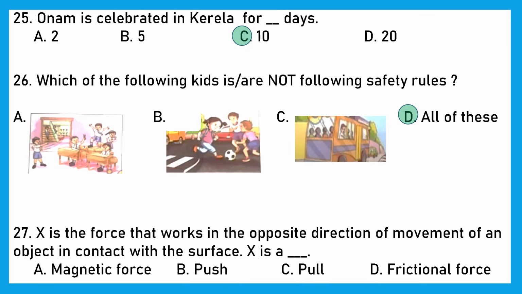Question 27. X is the force that works in the opposite direction of movement of an object in contact with the surface. And we talked about it in some of the previous question. So what X is? Magnetic force? No. Push? No. Pull? No. Frictional force. Option D is the right answer. Friction is a force that opposes motion. When two objects are in contact, friction is in action in a direction opposite to the motion of the object.